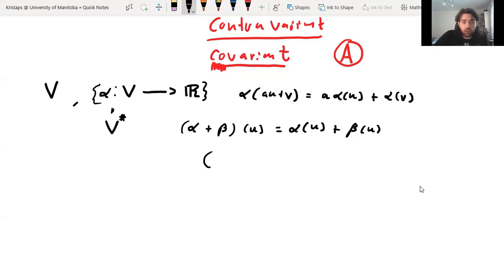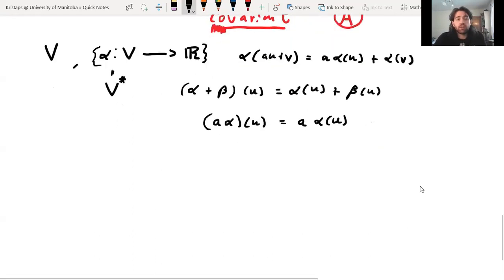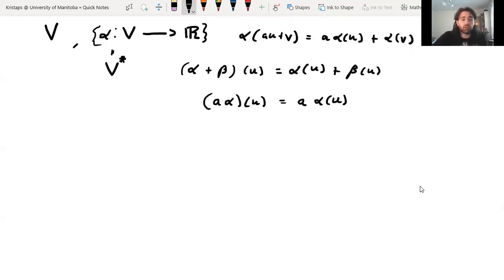Same thing for scalar multiplication. What would A alpha on the vector U be? Well, of course, you just apply alpha to the vector U and scalar multiply by A. And it turns out that if we have a basis E sub i of our vector space V, there's a natural choice of basis induced from this lowercase E, and we often write this as E uppercase.